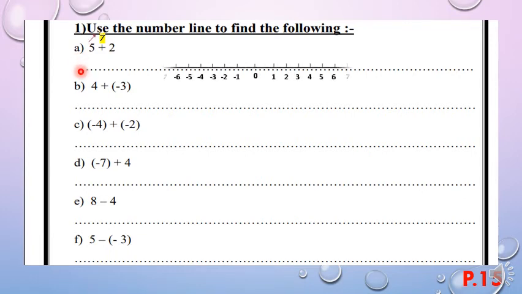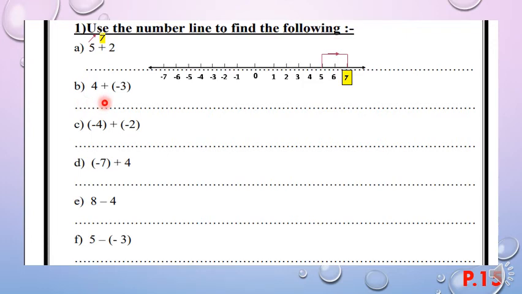Here is my number line. Now this is 5. I'm going to start from 5, go up, then go right. Now till we reach 7, go down on 7. And this is my answer.